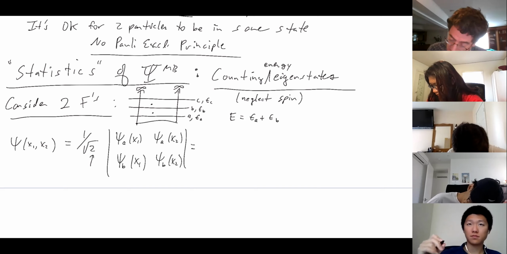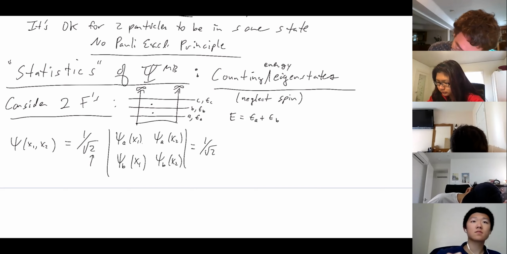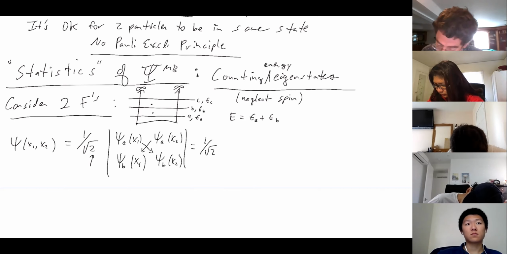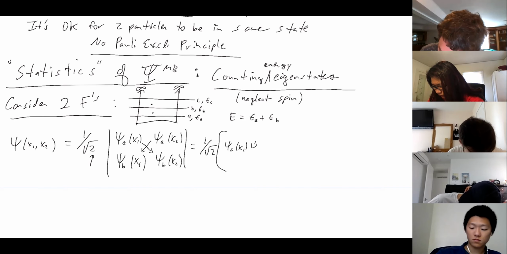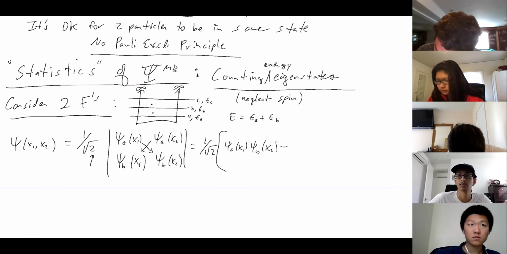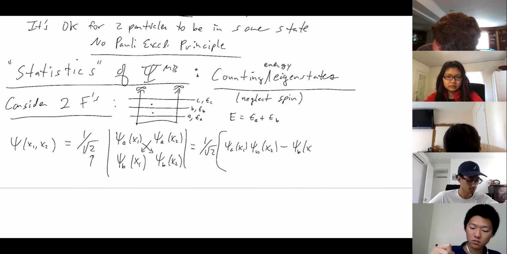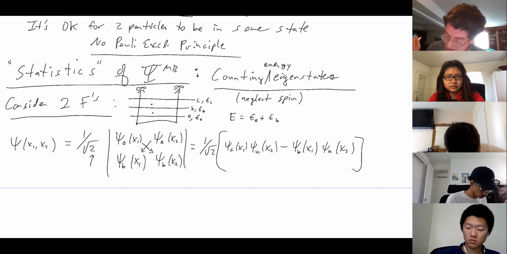And now I have to calculate it. So it's going to be 1 over square root of 2. And you do that cross multiply thing. So it's going to be psi A x1 times psi B x2 minus psi B x1 psi A x2. All right, and that's my wave function.